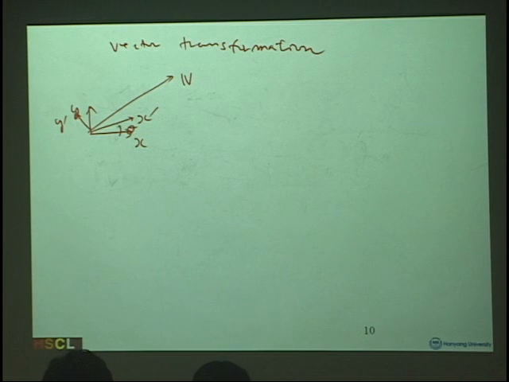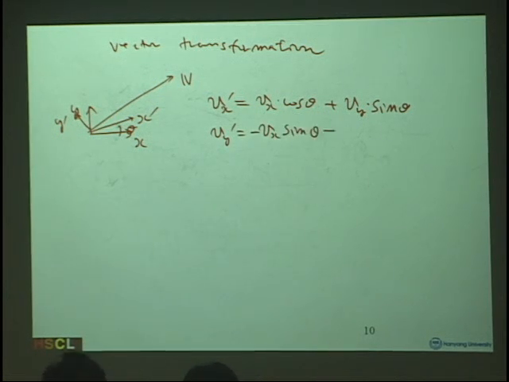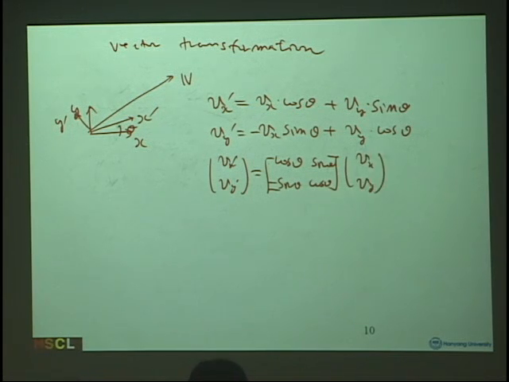I'm not going to derive these relations, but this Vx prime is given as Vx cosine theta. And then, what is the second term? Vy sine theta, right? And Vy prime is minus Vx sine theta plus Vy cosine theta. So Vx prime, Vy prime is given as the matrix cosine theta, sine theta, minus sine theta, cosine theta, times Vx, Vy. Okay, this is what we call vector transformation.